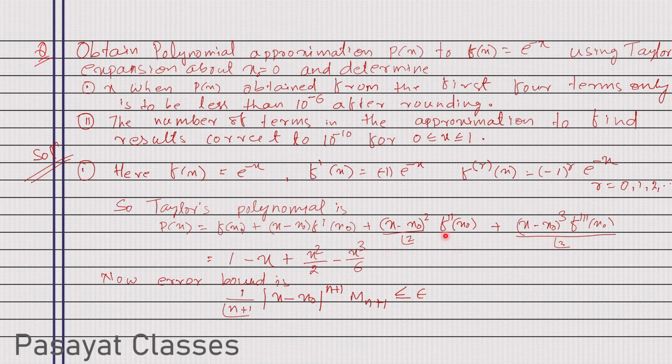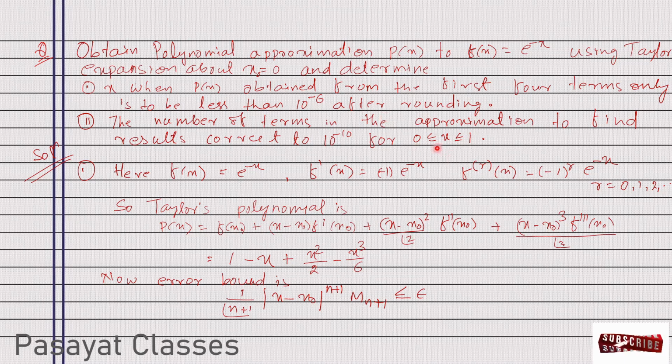Clear? So we have to find the first four terms only. The first term is f of x naught, where x naught value is 0. So f of x naught equal to e to the power 0, and e to the power 0 is 1. Clear? And here also x naught equal to 0, so the next term is x into f dash, and f dash is minus 1. That means this one is 1 minus x plus x square by 2 minus x cube by 6. That is 4 terms: 1, 2, 3 and 4 terms. Clear? Now once again, the first 4 terms only are to be less than 10 to the power minus 6 after rounding. That means we have to find 10 to the power minus 6 after rounding.